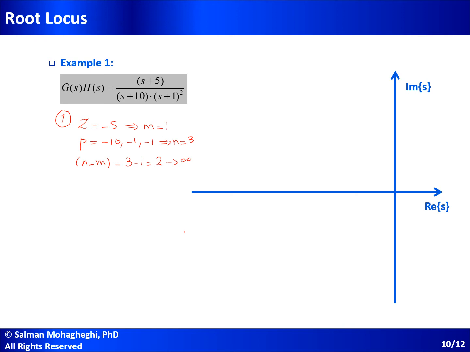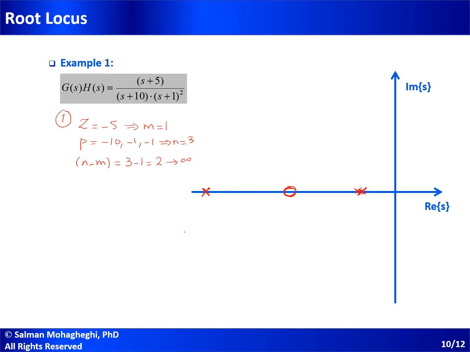Finally, I will identify the zeros and poles in the S-plane. Let's say I have a repeated pole at minus 1, so I'm trying to show 2 poles here. I have a zero at minus 5, let's say this is minus 5, and then I have a pole at minus 10. This is our step 1.